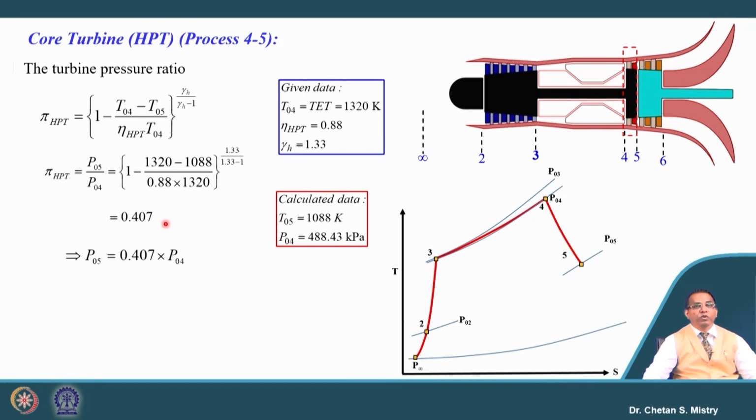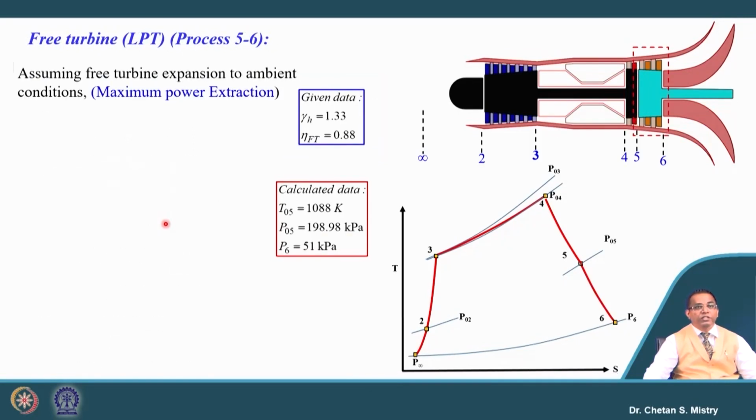So, if we put this value, the outlet pressure is coming to be 198.98 kilopascal. That will be the pressure with which the flow is coming out from the HP turbine. So, temperature is 1088 and the pressure is 198.98 kilopascal. Now, let us try to understand what our next requirement is.